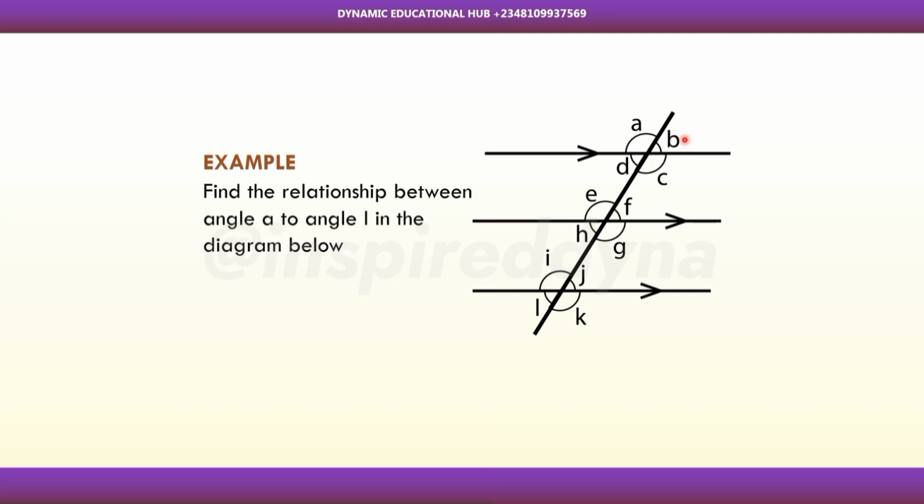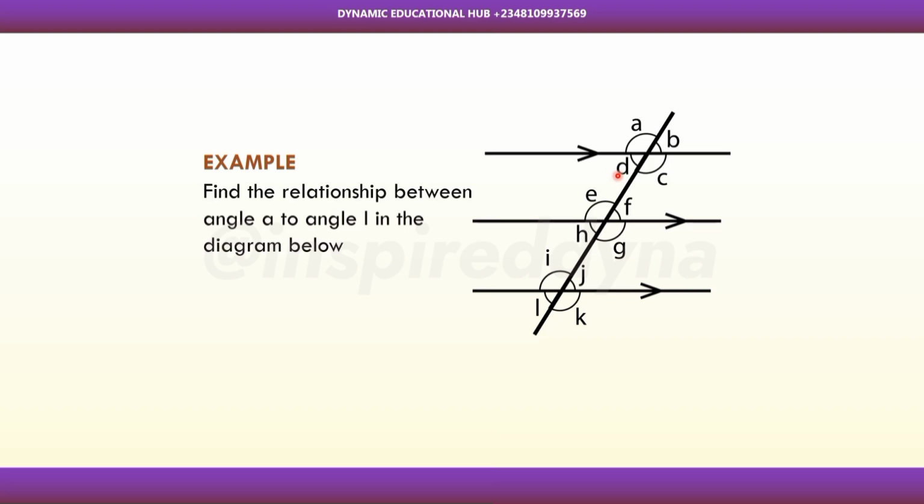Now let's pick C. C here will be equal to A. Opposite angle. C here will be equal to G. Corresponding angle. C here will be equal to K. Corresponding angle. C here will be equal to E. Alternate angle. C here will be equal to I. Alternate angle. Finally, let's pick D.